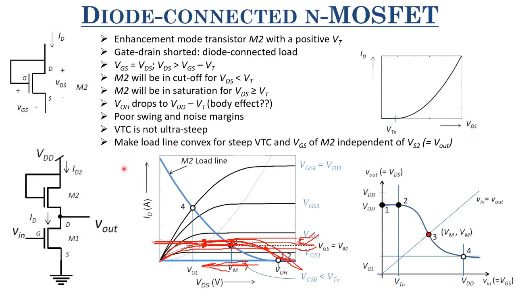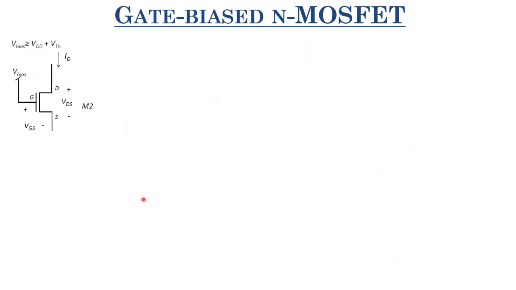So there's one way of making it independent of this source node. I mean, it won't get into cutoff mode even if V out goes to VDD, and that is by using a gate biased NMOSFET. So in a gate biased NMOSFET, we connect this drain to VDD, but we connect this V bias to VDD plus VT, at least VDD plus VT.